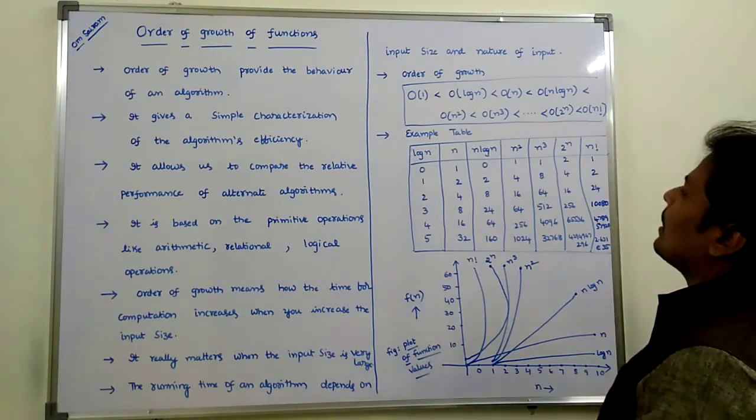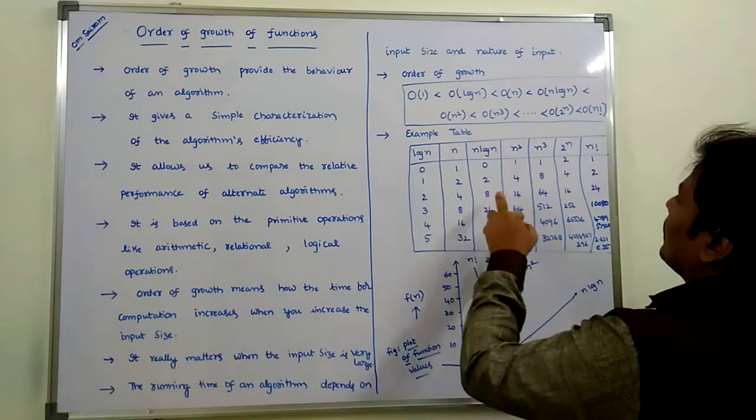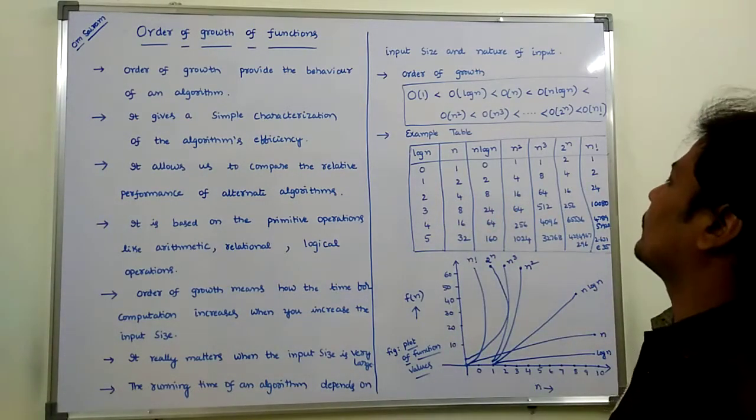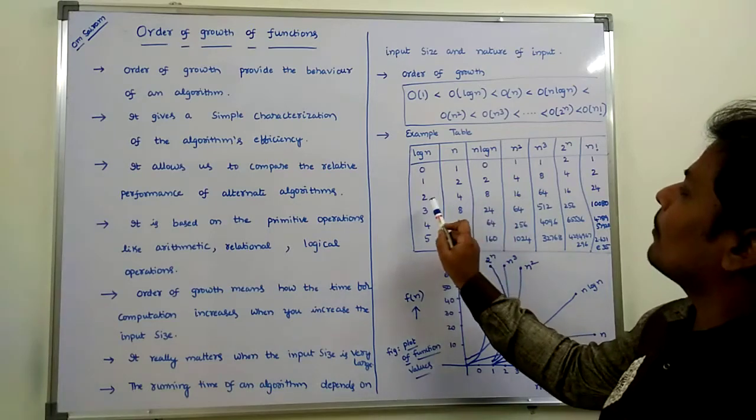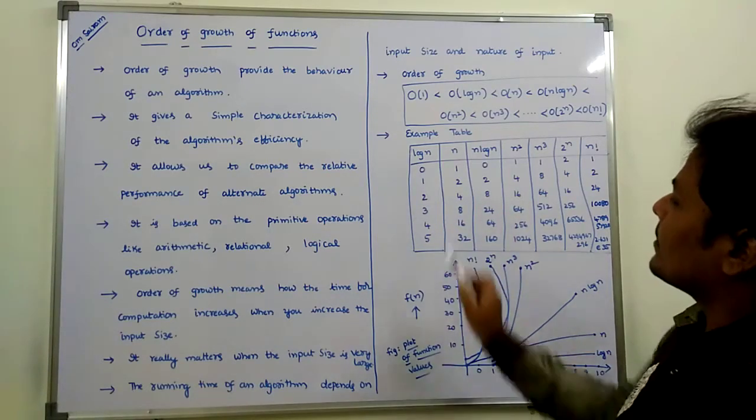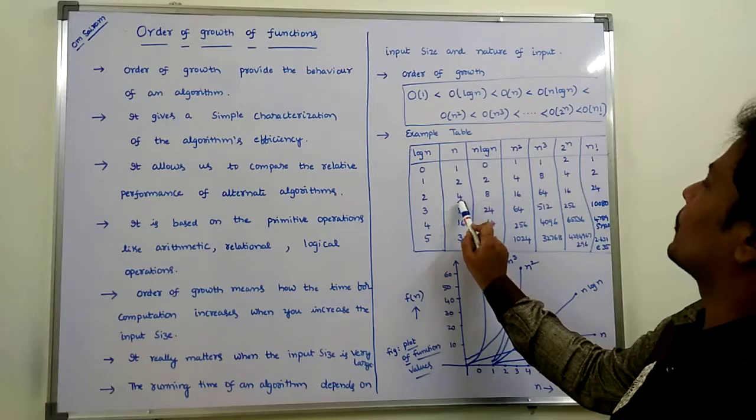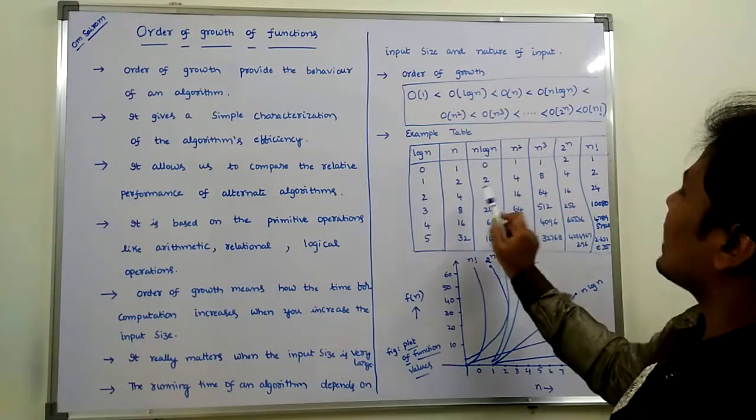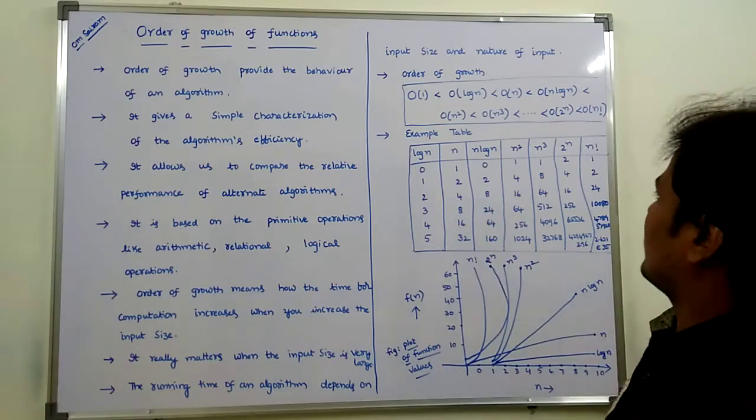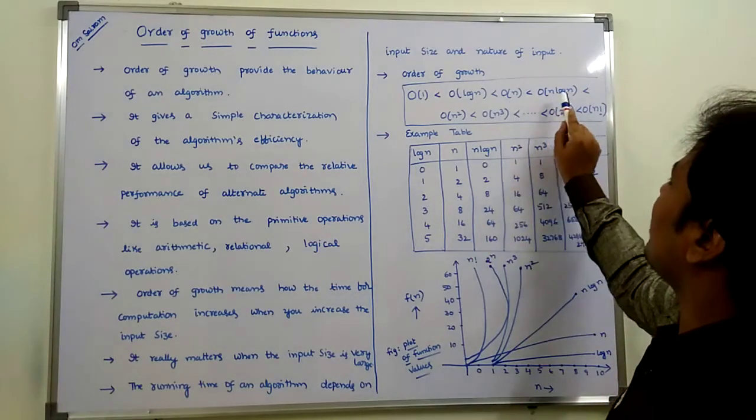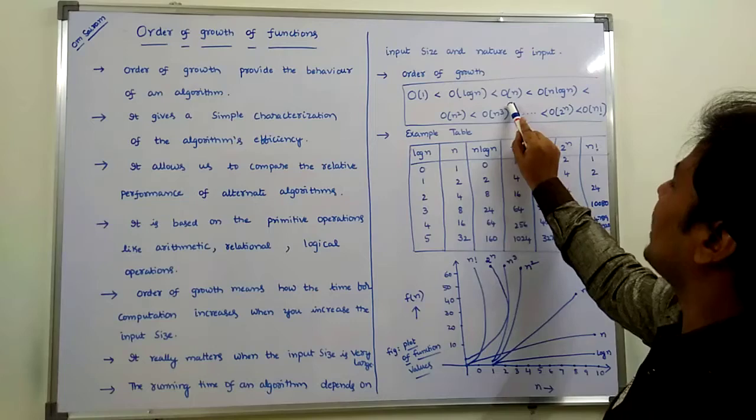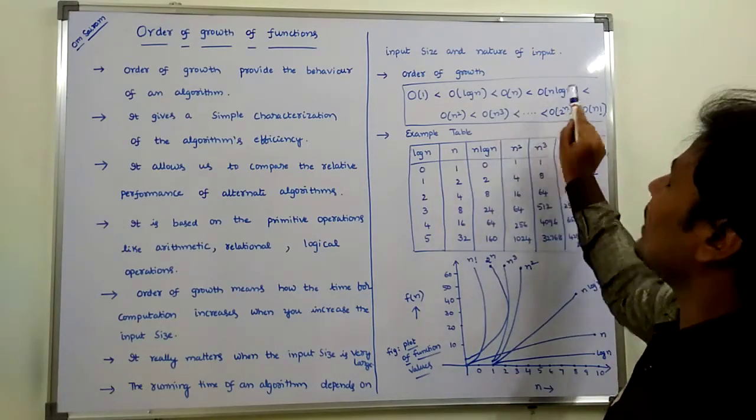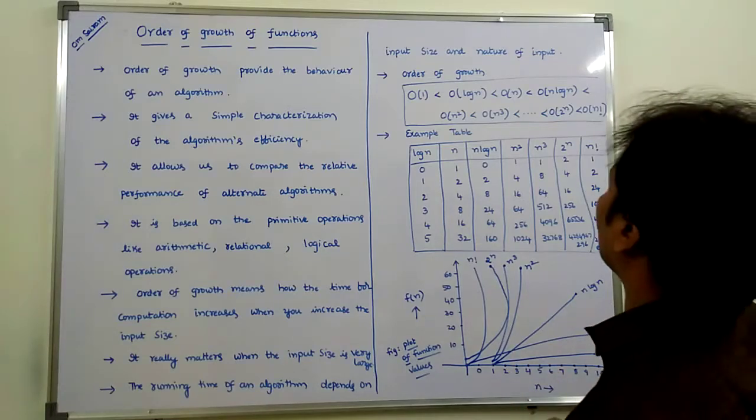Next, we go to n value 4. n is equal to 4. So big O of log n value is 2. 2 is less than 4. That is log n less than n. Condition true. Next, big O of n less than big O of n log n. n value is 4. n log n value is 8. 4 is less than 8. That condition is true.